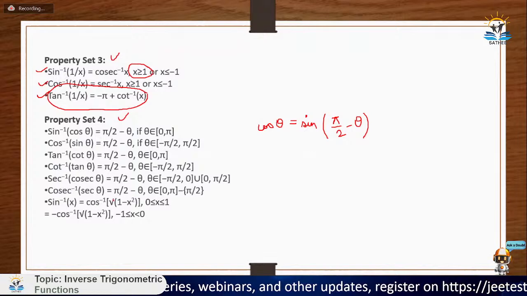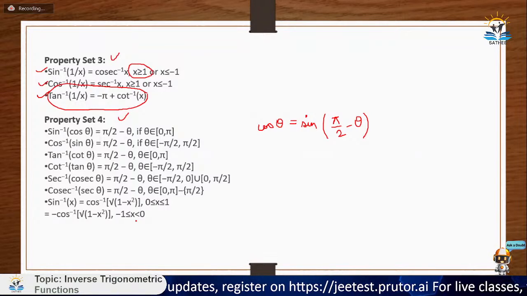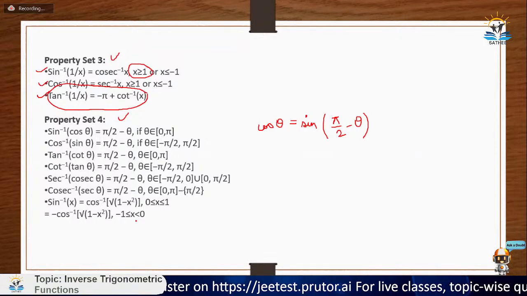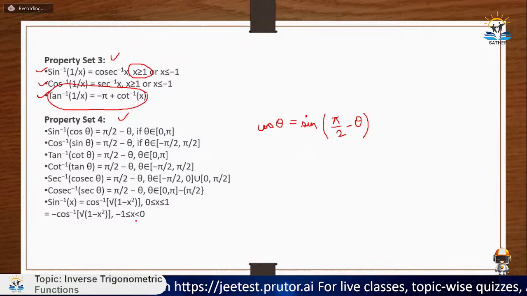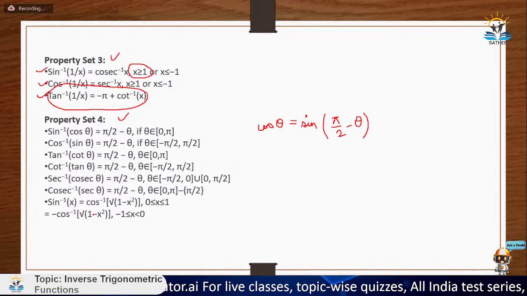Okay. So these are like sine inverse x equal to cos inverse of root of 1 minus x squared. Very important property. Similarly, this thing is equal to minus cos inverse root of 1 minus x squared if this is the domain. This is only one property, but the domain is different. From minus 1 to 0 it is minus, and from 0 to 1 there is no minus. So please remember it.